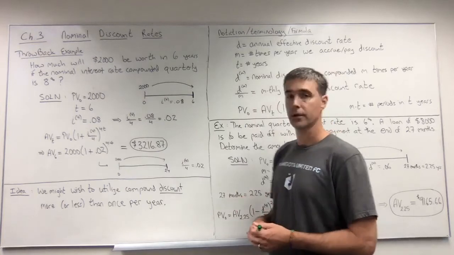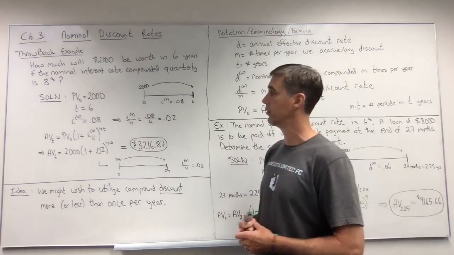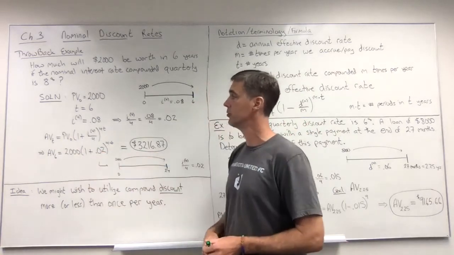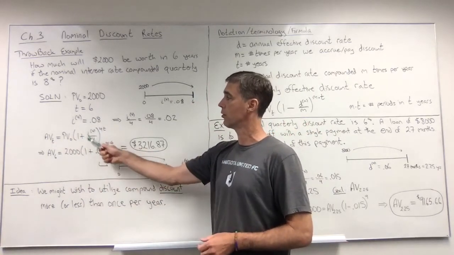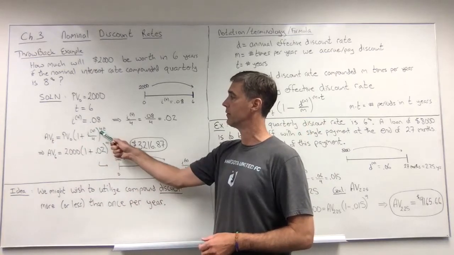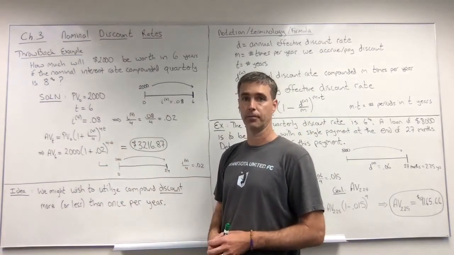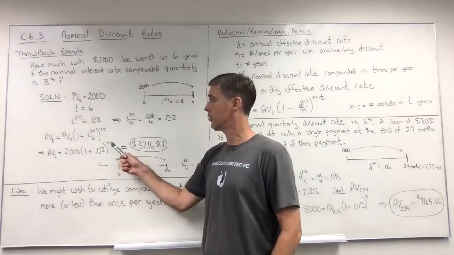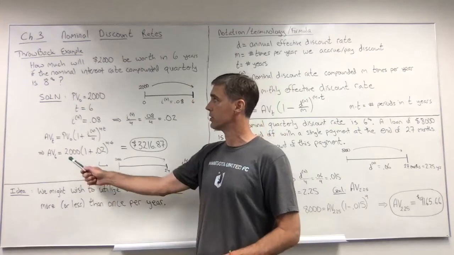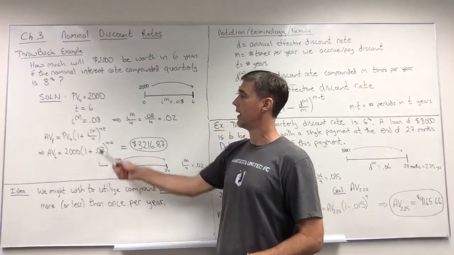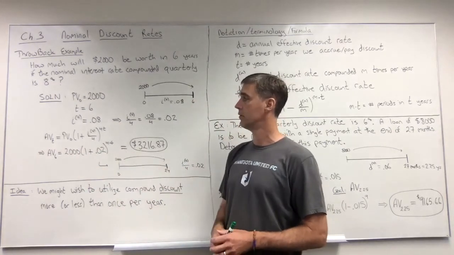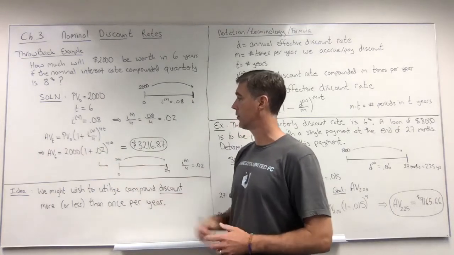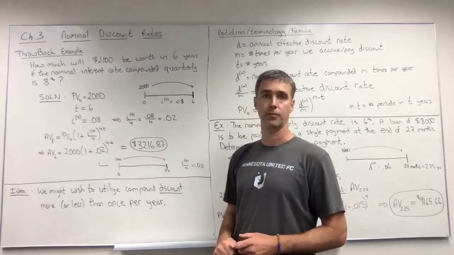Let's use the formula we picked up in an earlier video. The accumulated value after t years is the present value times 1 plus our quarterly effective interest rate, raised to the 4t power. I'm going to throw in t equals 6 in both spots, the present value of $2,000, and our quarterly effective interest rate of 2%. That then cranks out 3216.87.